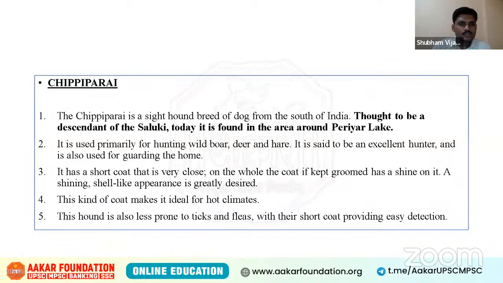Then it is used primarily for hunting wild boar, means Chippiparai is used for hunting wild boar, deer and hare, and hare means it is a mammal, an animal like a rabbit. It shares some characteristics of a rabbit. That is called a hare, and spelling is H-A-R-E. It's not hair, it is hare. This dog is said to be an excellent hunter and used for guarding the home also.